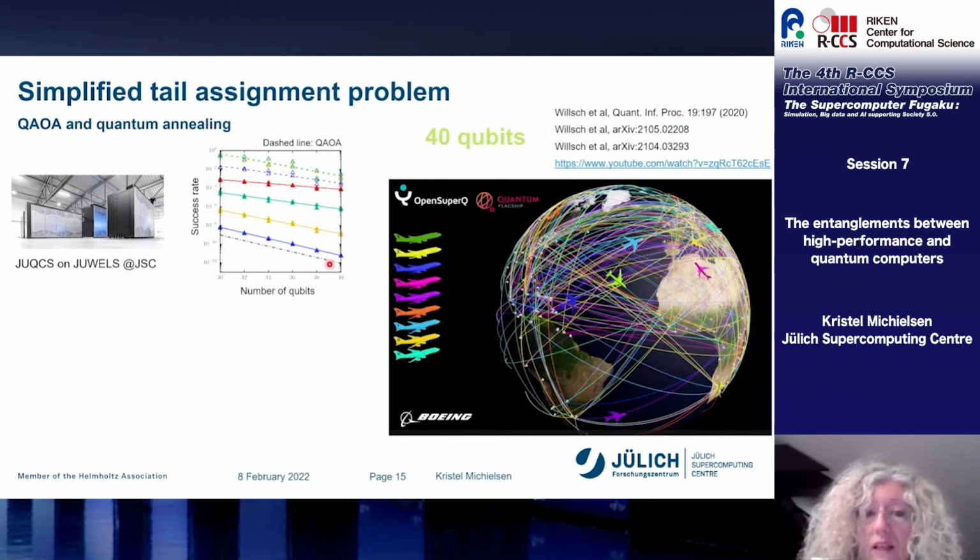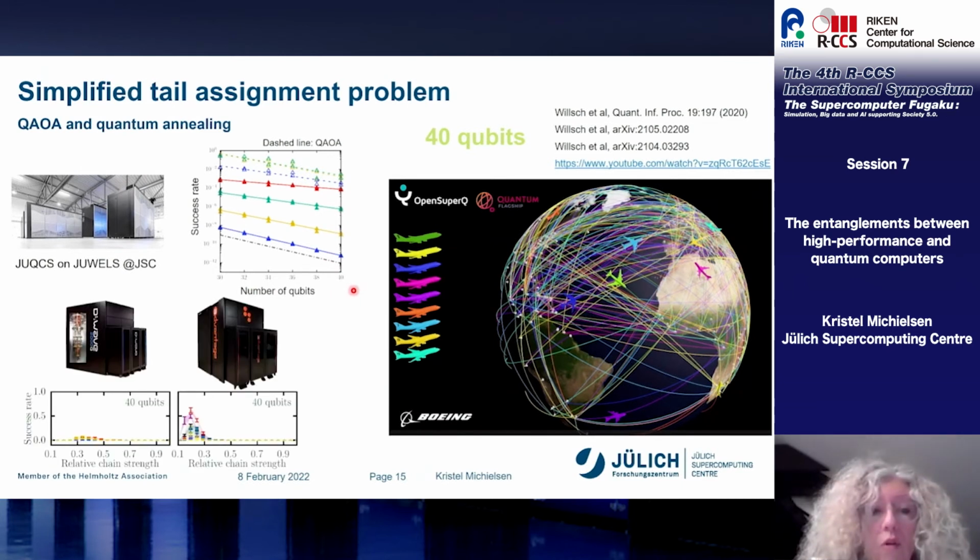If we consider the instance with 40 qubits, then for benchmarking, we also looked at two D-Wave quantum annealers, the 2000Q with more than 2000 qubits. Here you see the success rate as a function of the relative chain strength. Then we compared it to the newest generation, the D-Wave Advantage, with the Pegasus architecture for the quantum processor and more than 5,000 qubits. Here we have a success rate of about 70%.